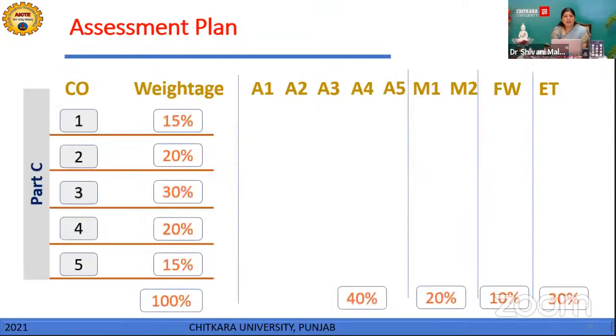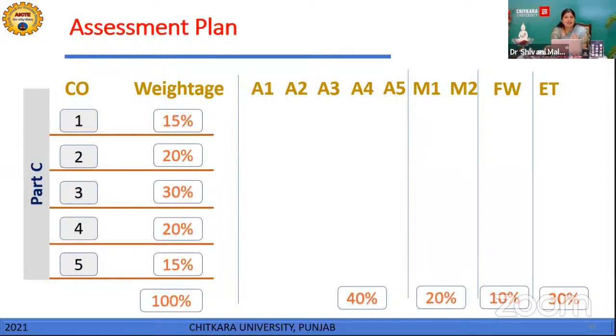Now what we have done is we have merged the two. Part C gives the merger of the plan of part A and part B. The COs are there with their weightage, and the weightage is 100% for a particular course. And then all the assessment tools that we have taken, in our case, we took the assignments, the midterm test, the field work and the end-term examination.